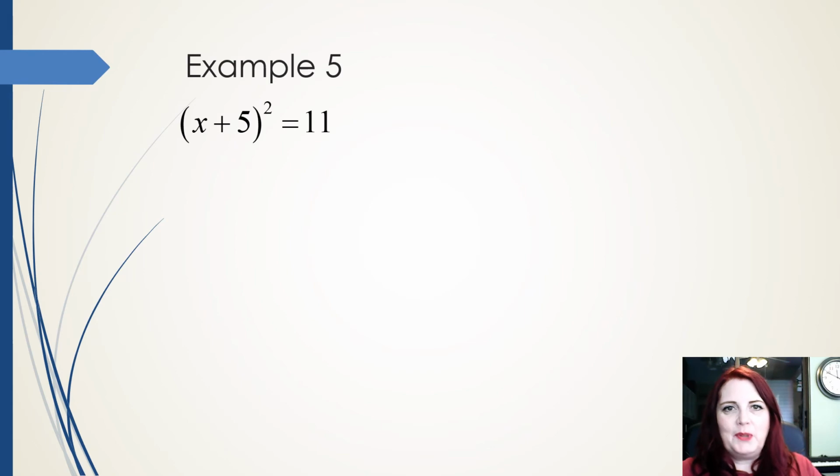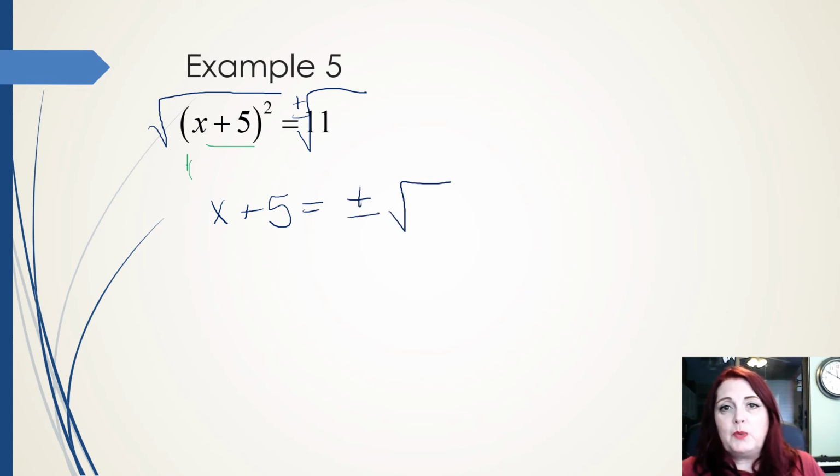One last example here. On this one, if we wanted to factor this like we did earlier and apply the zero product, we'd have to multiply this all out using FOIL. But we're going to apply the square root property because we can just take the square root of each side of this equation. So the square root of x plus 5 squared is x plus 5. Now we're going to set that equal to the positive or negative square root of 11, leaving it as a radical.